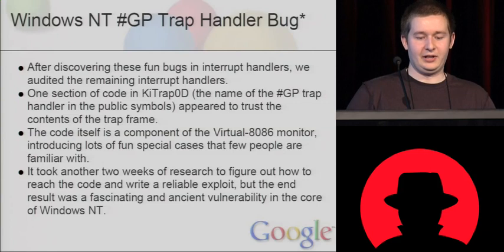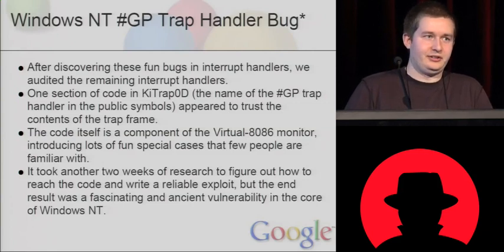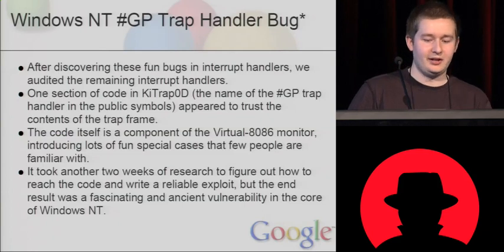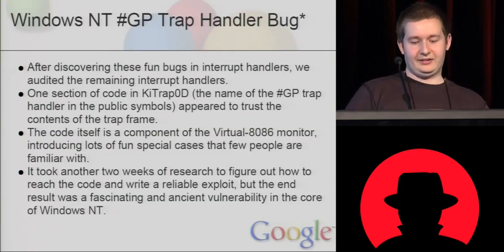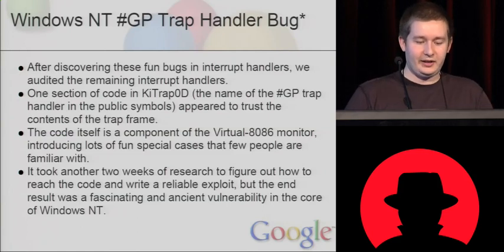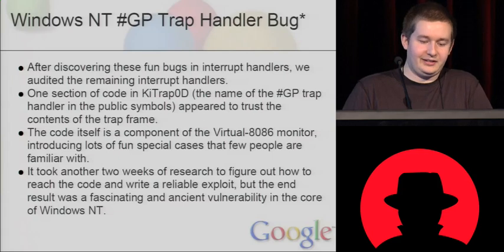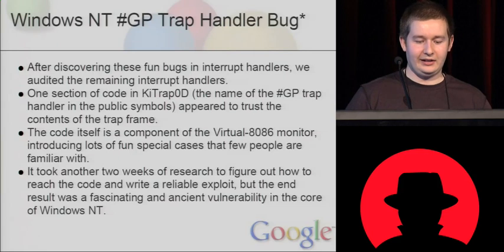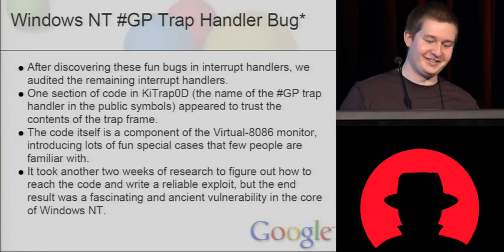We could tell that this was a component of the virtual 8086 mode monitor simply because the branch to reach this code was checking the VM flag in the eFlags image. So reaching this code was really hard work, and it took about 2 weeks of research to figure out how to start to reach this code. On top of that, we needed to write a reliable exploit. But I think it was worth it. At the end, we found a really fascinating and ancient vulnerability in the core of Windows NT. And yeah, I actually won a Pwnie Award for this last night, so I guess it was worth it.